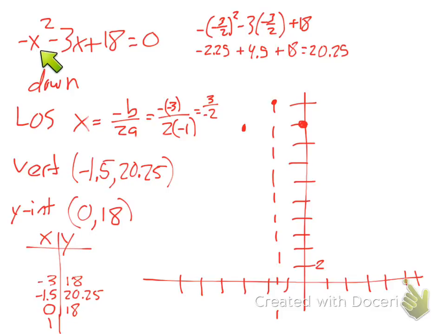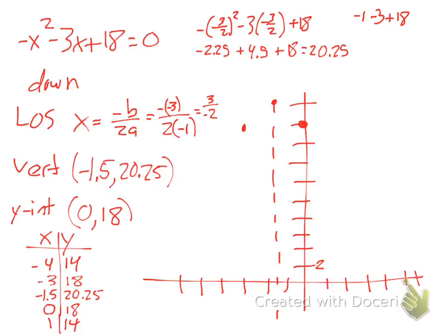Go back to your original equation. What's 1 squared? 1. And then I'm going to make it negative. I'm going to put it someplace here so I can show my work. That would be negative 1. And then I'm going to subtract, what's negative 3 times 1? Negative 3. So I'm going to subtract 3 and then add 18. That's negative 4 plus 18. That ends up being 14. But guess what? Negative 4 is also going to be 14.